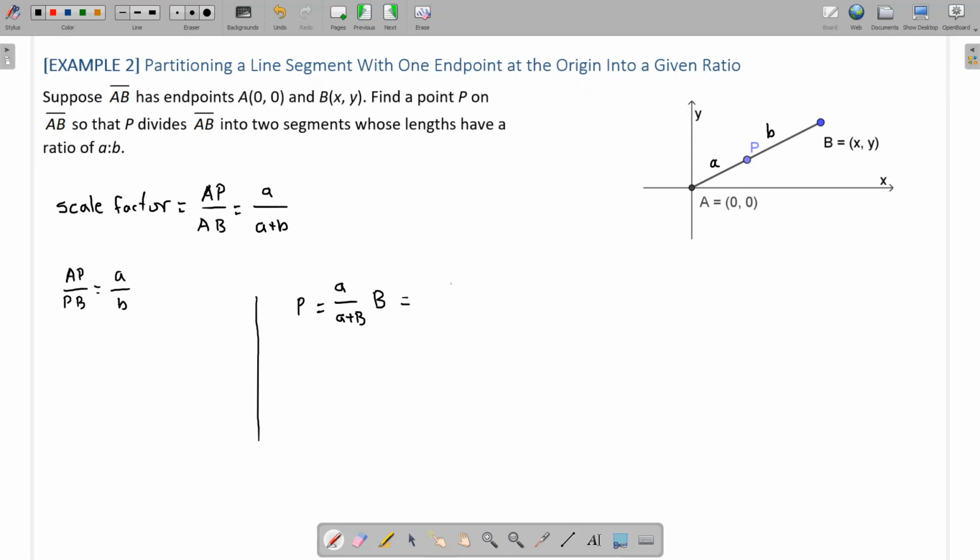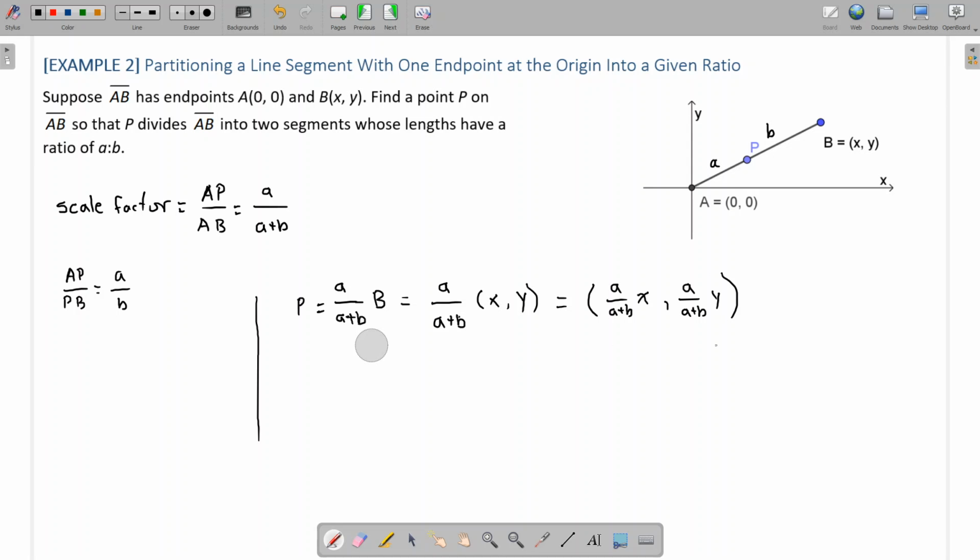If we wanted to write it out with actual coordinates, oops, this is supposed to be a lowercase b here. Can't mix those up. This is the point B, and this is just the number from that ratio. I said the coordinates for B were (x, y). So these just represent numbers, and you could think of multiplying each of them individually by that. So you could write it as a over a plus b times whatever that x coordinate was, and the same thing, a over a plus b times the y coordinate.